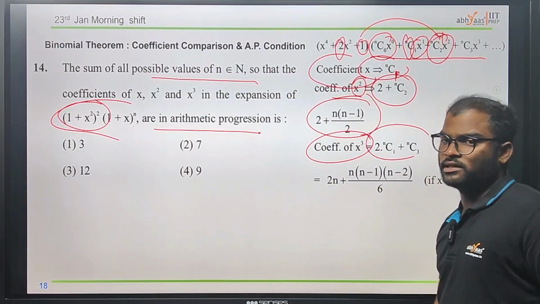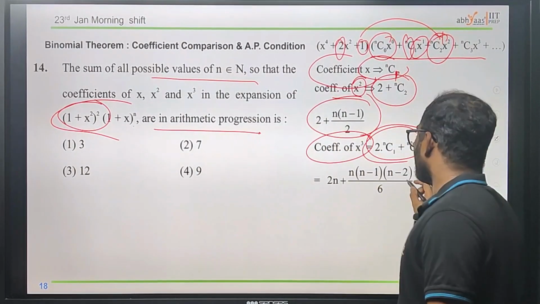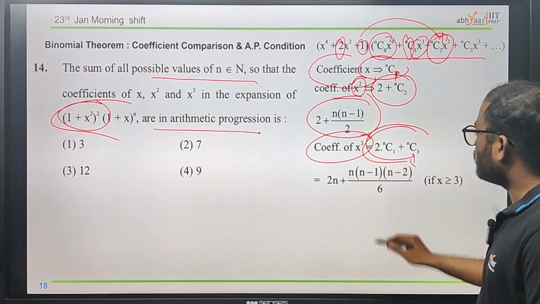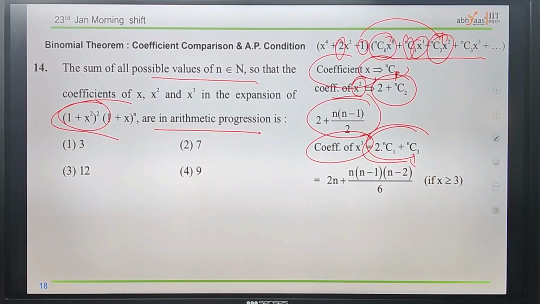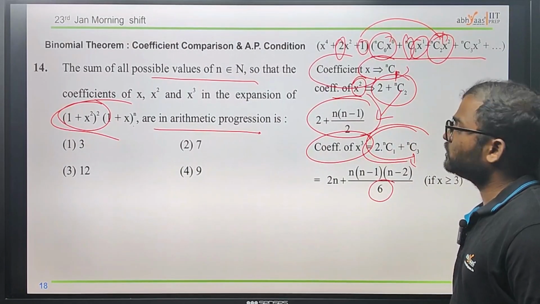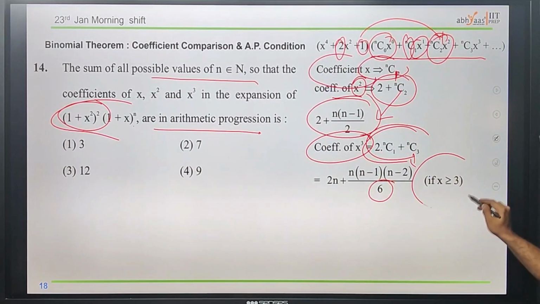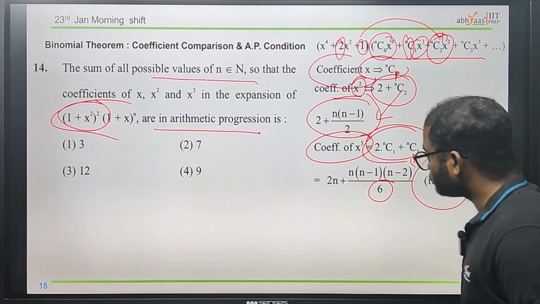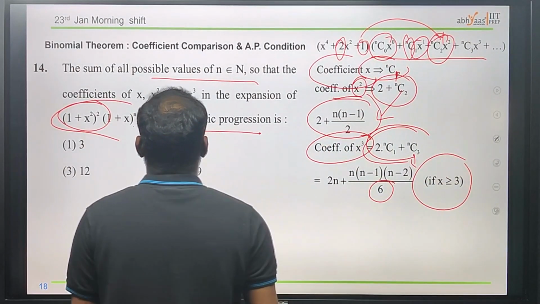We have 2 into nC1 plus nC3. Next, this can be written as n into (n minus 1) into (n minus 2) by 6. These we are writing directly as nth terms, if and only if here n is greater than or equal to 3. Now we got the coefficients of all these.